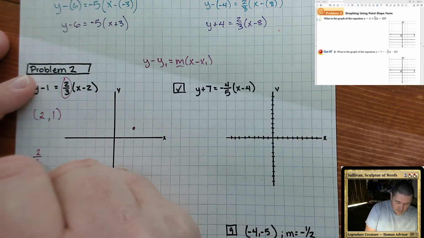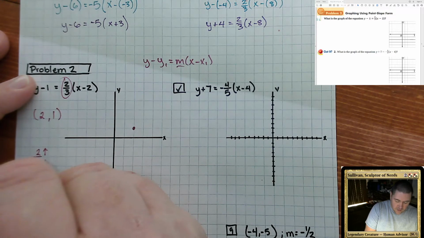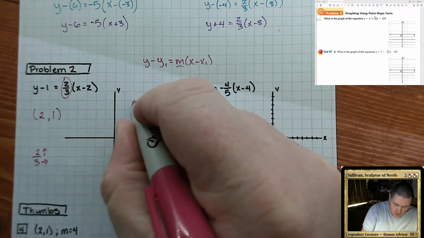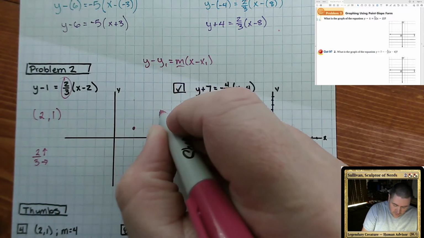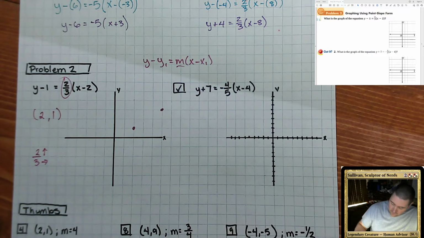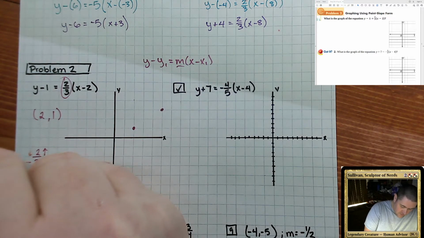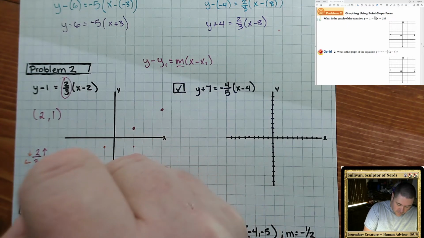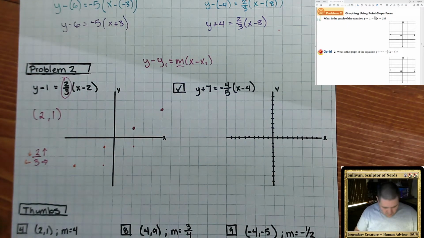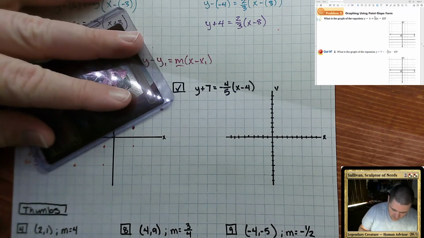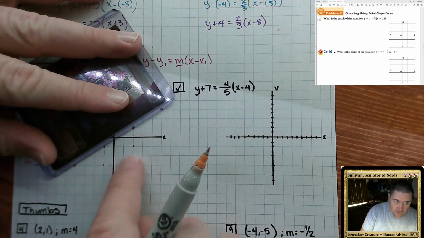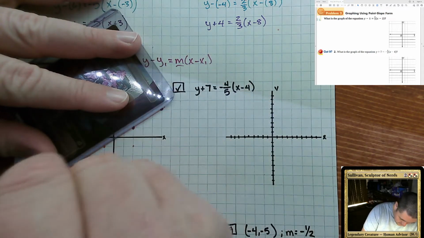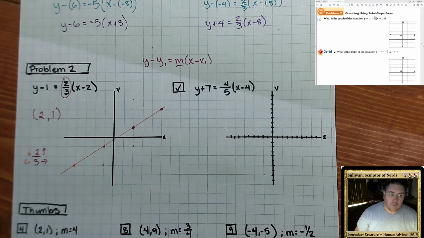and then use my slope to make more points. 2/3 is positive, so up and to the right. Remember, we always go to the right. So up 2, right 3. Or I can reverse that if I need to. Down 2, left 3. Down 2, left 3. I connect the dots. Ignore these little dots there. That's from bleed through when I had my stack of papers. There you go. Here's my line.